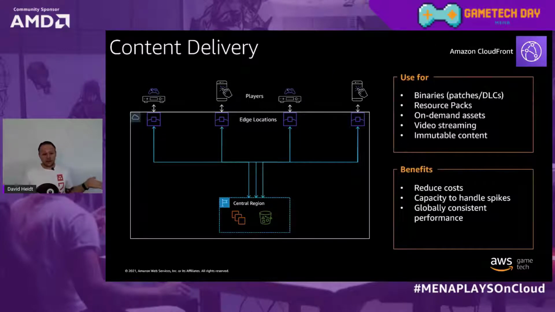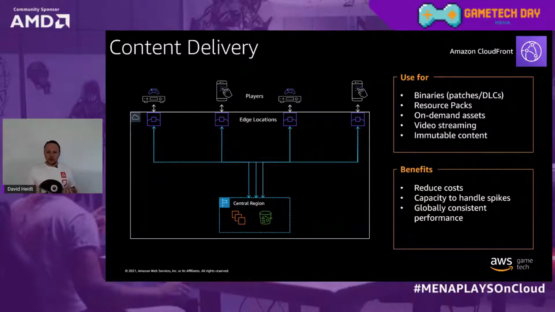Let's look at the use case of content delivery. Of course, whenever you are shipping content from your game that is similar or can be reused by many customers, content delivery makes a lot of sense. Because, well, it's an asset that is static. Why not cache it somewhere where it's really close to your players?